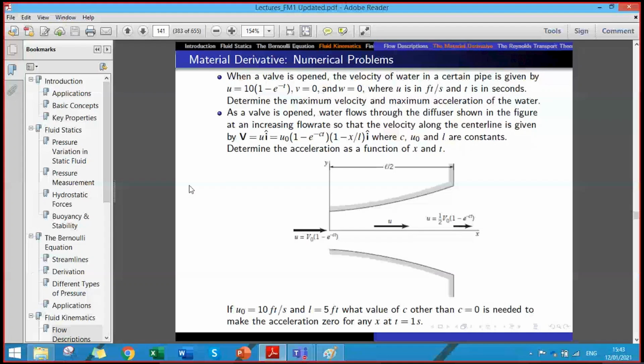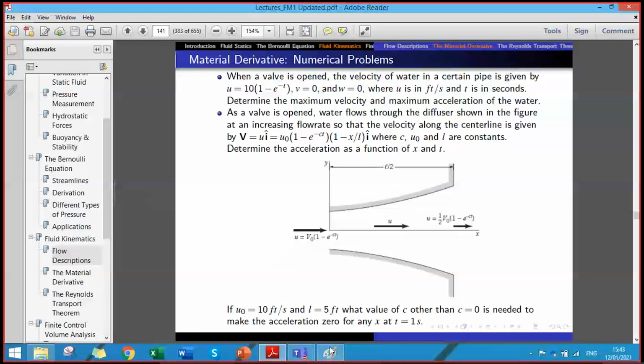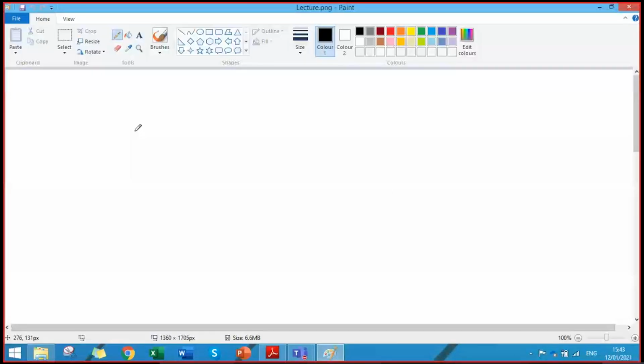Last week we started chapter number 4 and discussed fluid kinematics. We discussed flow description, the Euler approach and the Lagrange approach, and the material derivative. And we came to know that the material derivative is d by dt of any function. It can be any function.